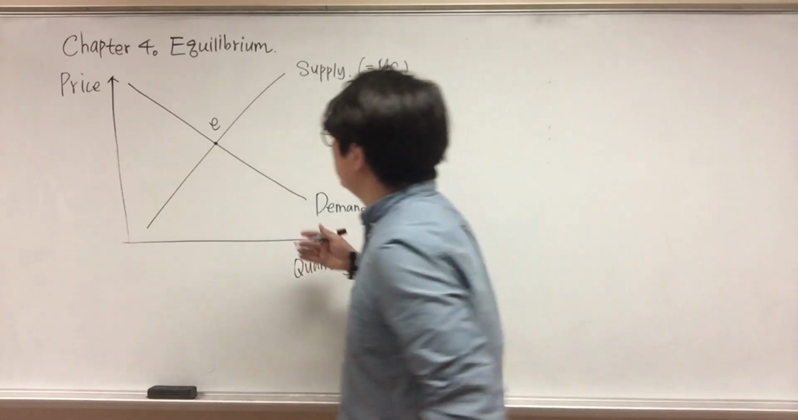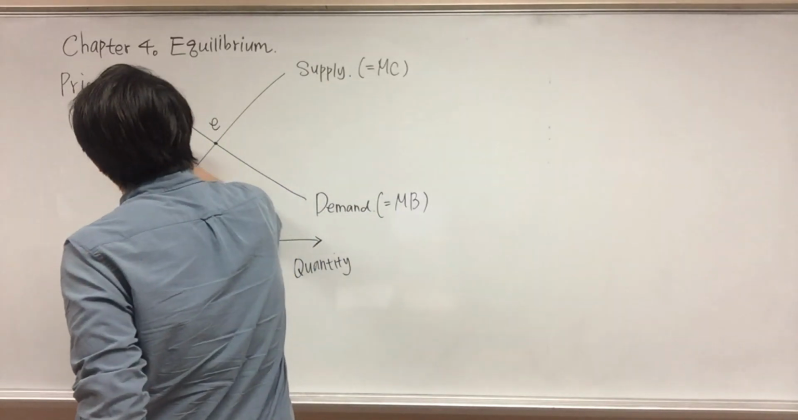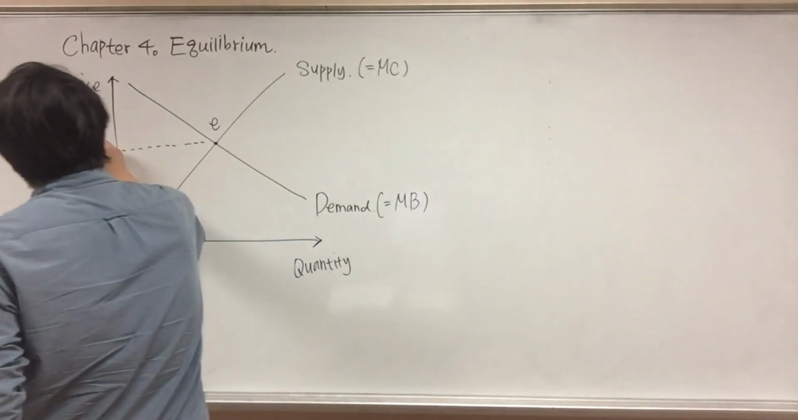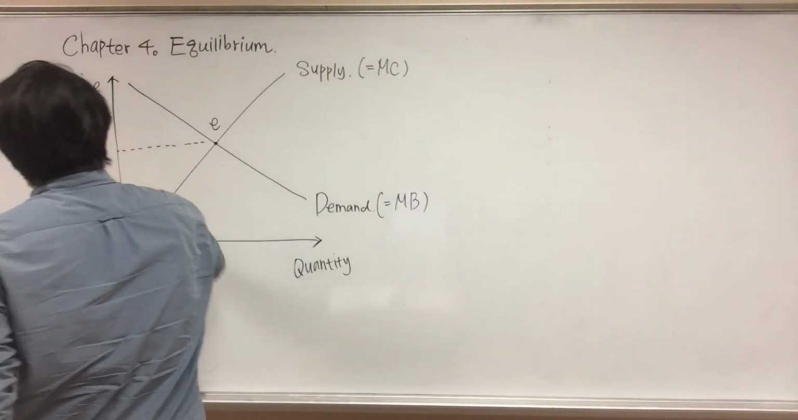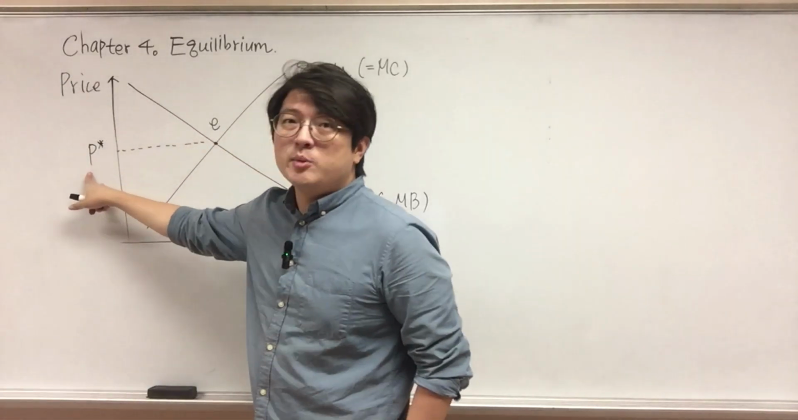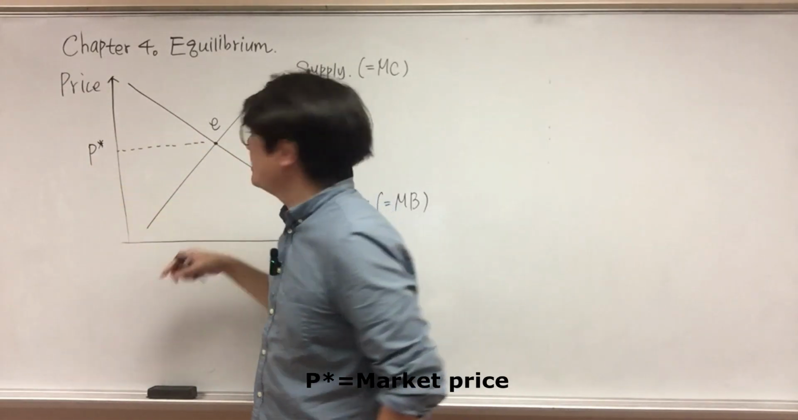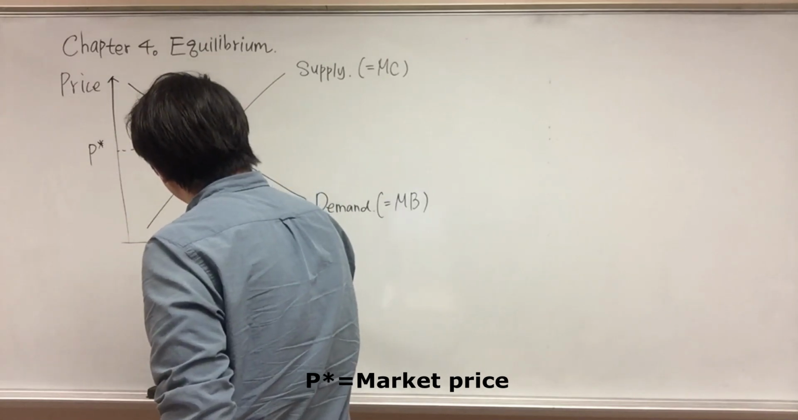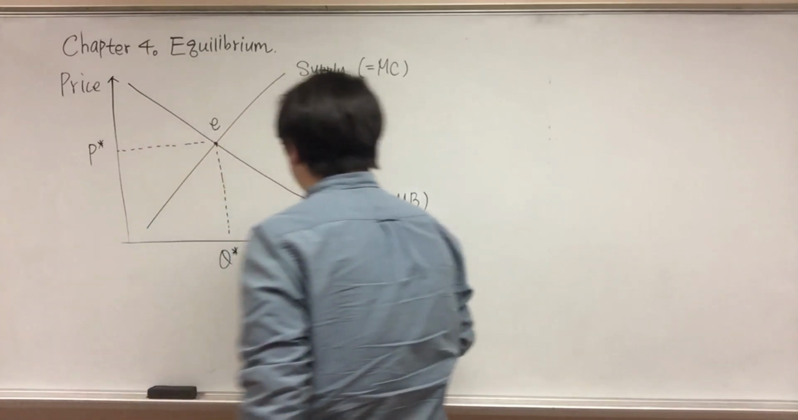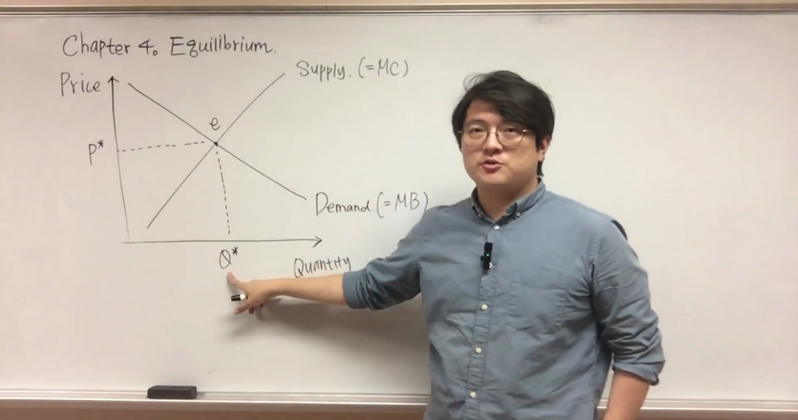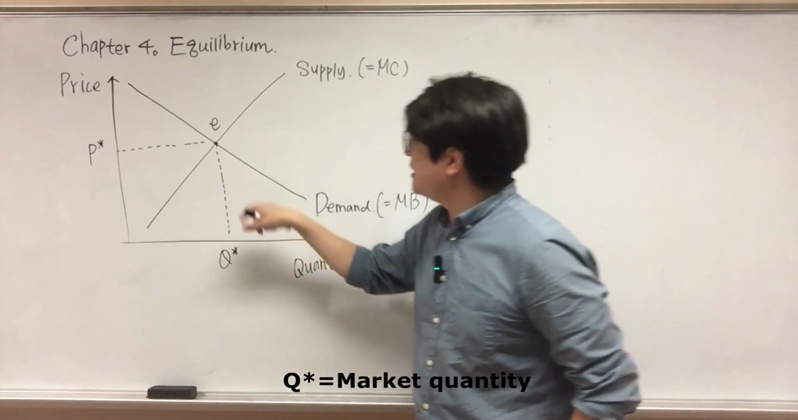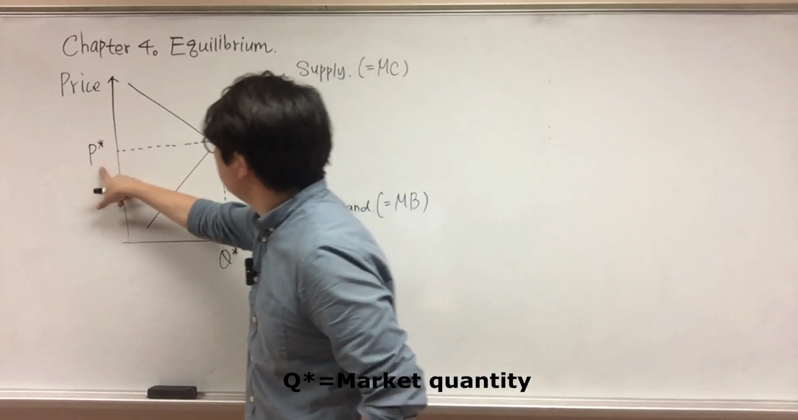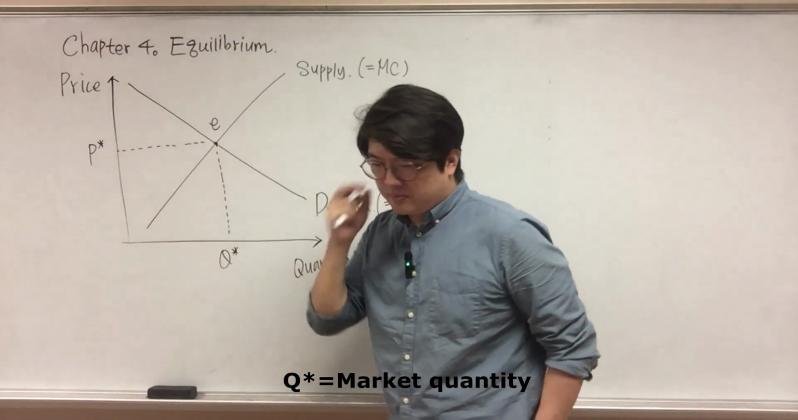The price will be here. I just express it as P star. P star is the market price, and this also decides the market quantity, which I can express as Q star. So at this equilibrium point, we have the Q star and the P star.